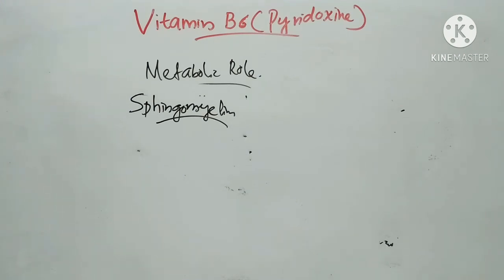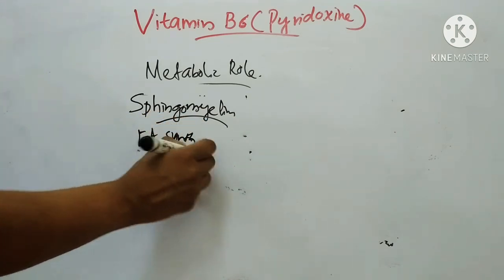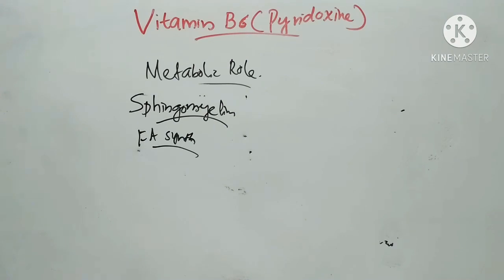Then it is required as a coenzyme for amino acid racemases: D-glutamic acid to L-glutamic acid, D-alanine to L-alanine. Then intramitochondrial fatty acid synthesis. It is required as a coenzyme with condensing enzyme for chain elongation of fatty acid in intramitochondrial fatty acid synthesis. Then it is required for active transport of amino acid through cell membrane and intestinal absorption of amino acid.